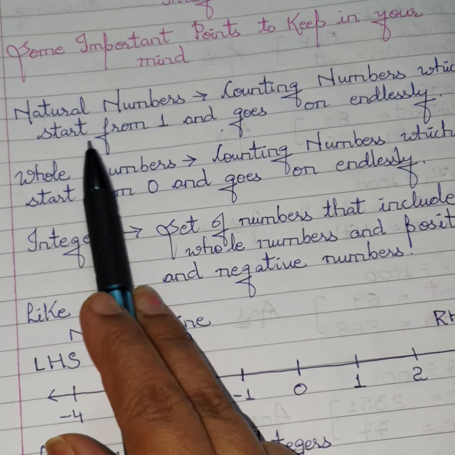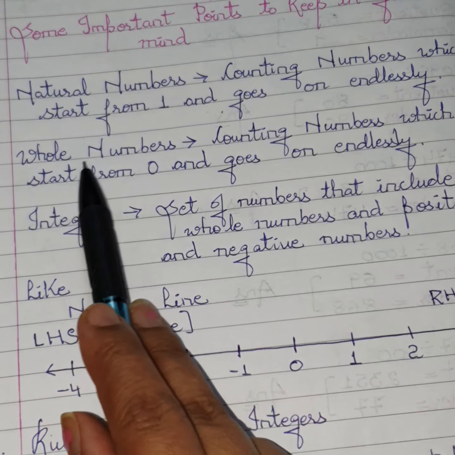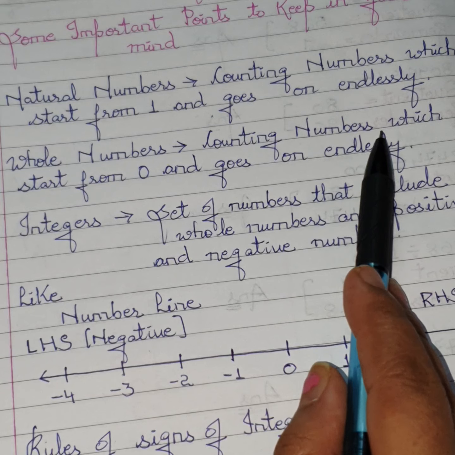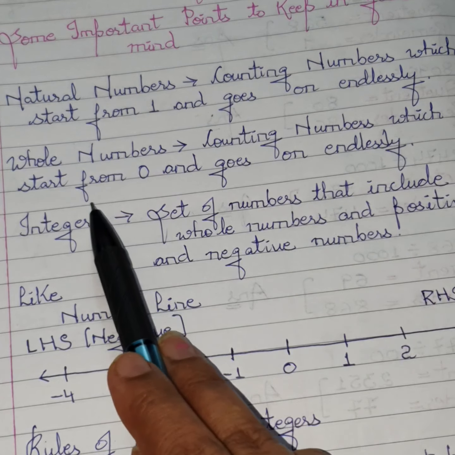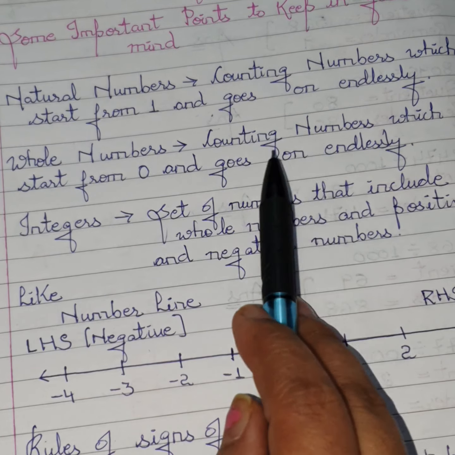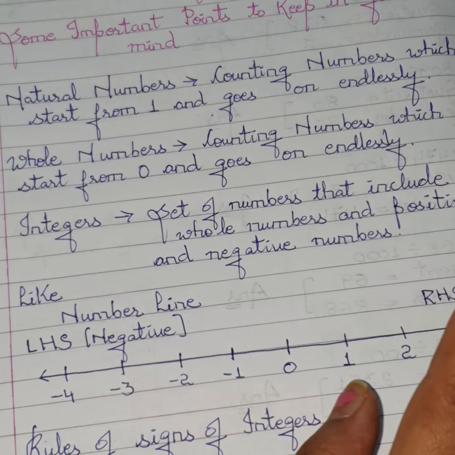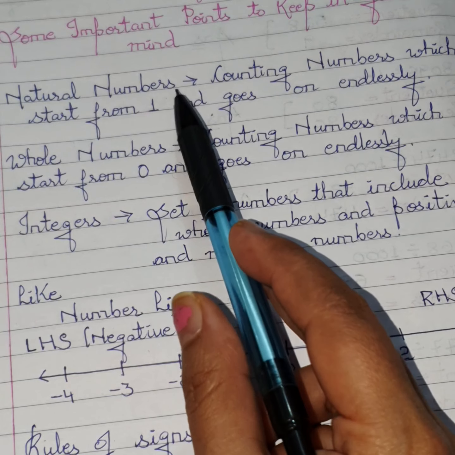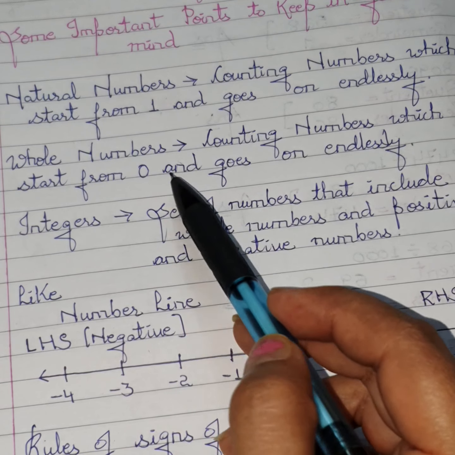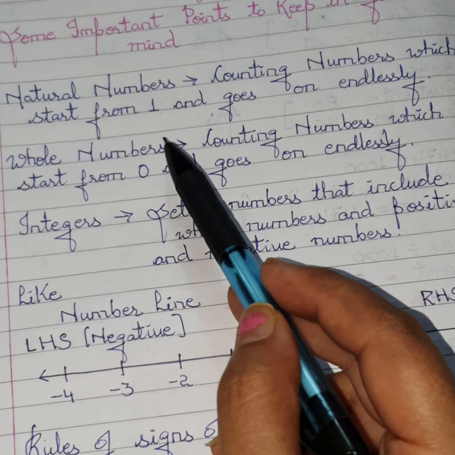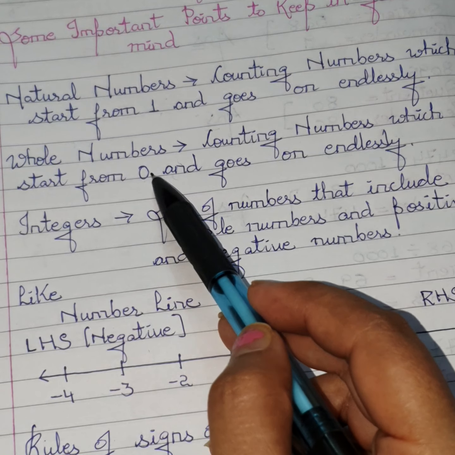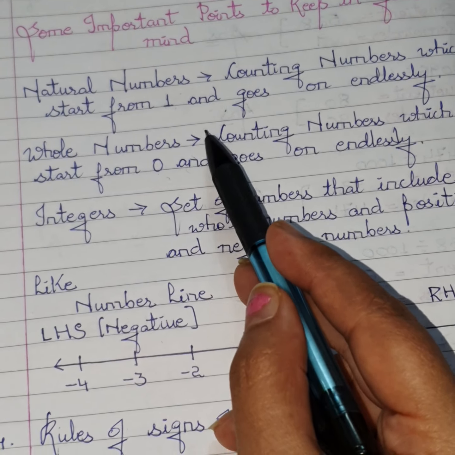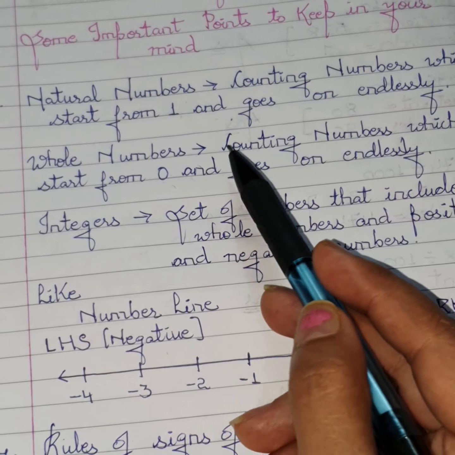Okay, so natural numbers start from 1. Then if I talk about whole numbers, whole numbers are also counting numbers, but the difference is that they start from 0 and then go on endlessly. The difference between natural numbers and whole numbers is that whole numbers start with 0 and natural numbers start with 1. This is the only difference between natural numbers and whole numbers.